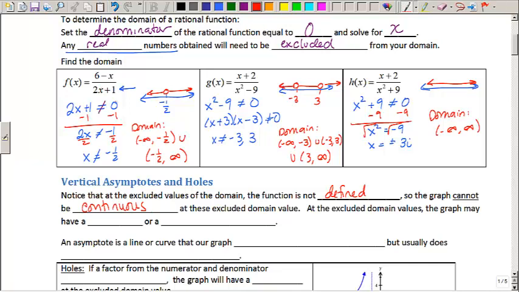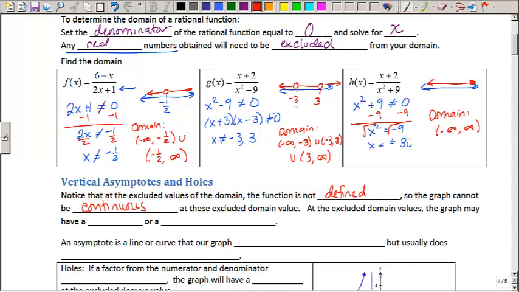So my first function, something weird has to happen at negative 1/2 because the graph of the rational function can't go through negative 1/2. It is not defined there. For my second function, I'm not defined at negative 3 and I'm not defined at 3. So because my graph can't be defined at these two values, something weird has to happen.